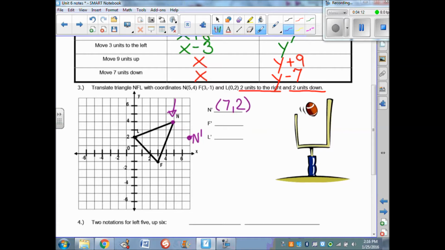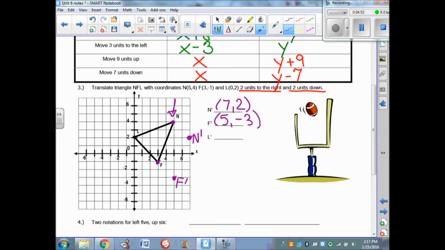Now let's do the same thing with F. I'm right here on my picture at F, and I do the same thing. It says 2 units to the right and 2 units down, because we're moving this whole triangle 2 units to the right and 2 units down. We're just taking it a point at a time. So I go 2 units to the right, 1, 2, and go 2 down. That's my new point, there's F prime. So what are the coordinates of F prime? F prime is 5, negative 3.